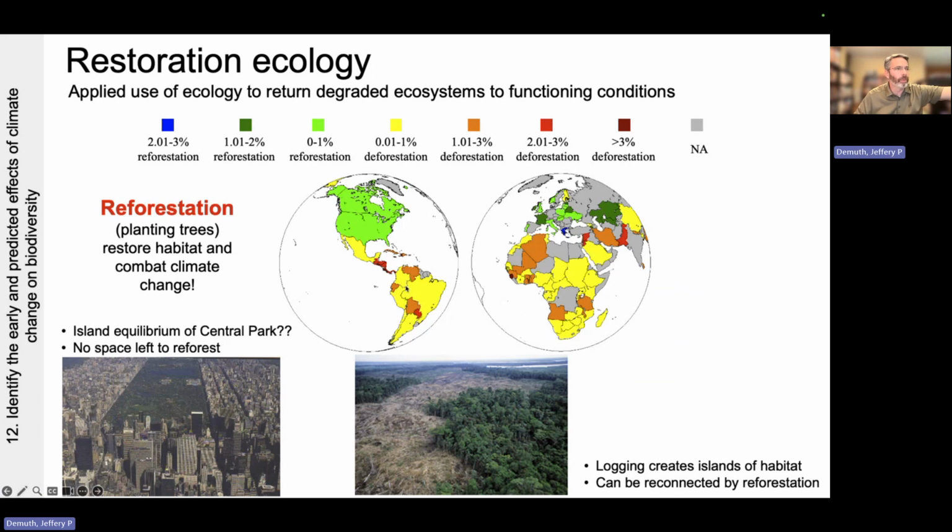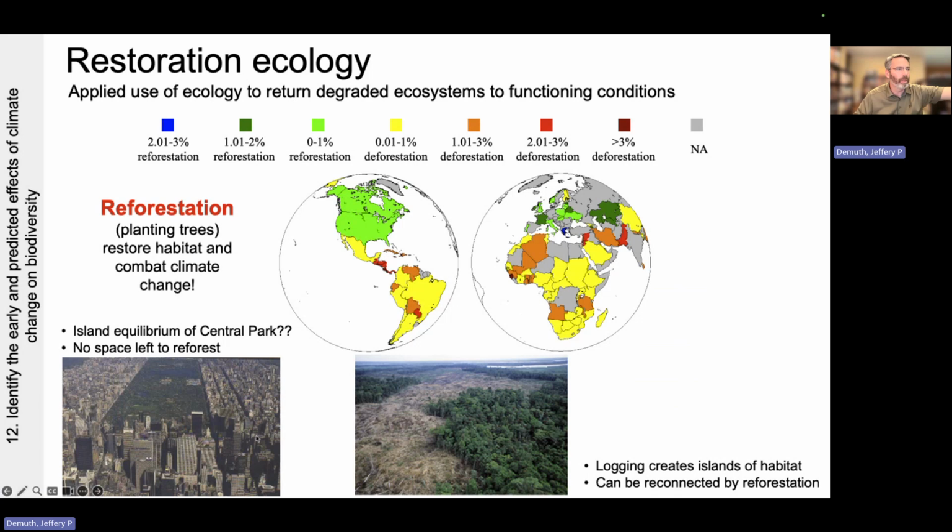A couple of things are important to think about when we think about reforestation and its relationship to conservation biology. What's the island equilibrium of Central Park, right? There's no space left to reforest. And so this is probably at its equilibrium limit for the species that it can sustain. There's no opportunity for reforestation there.